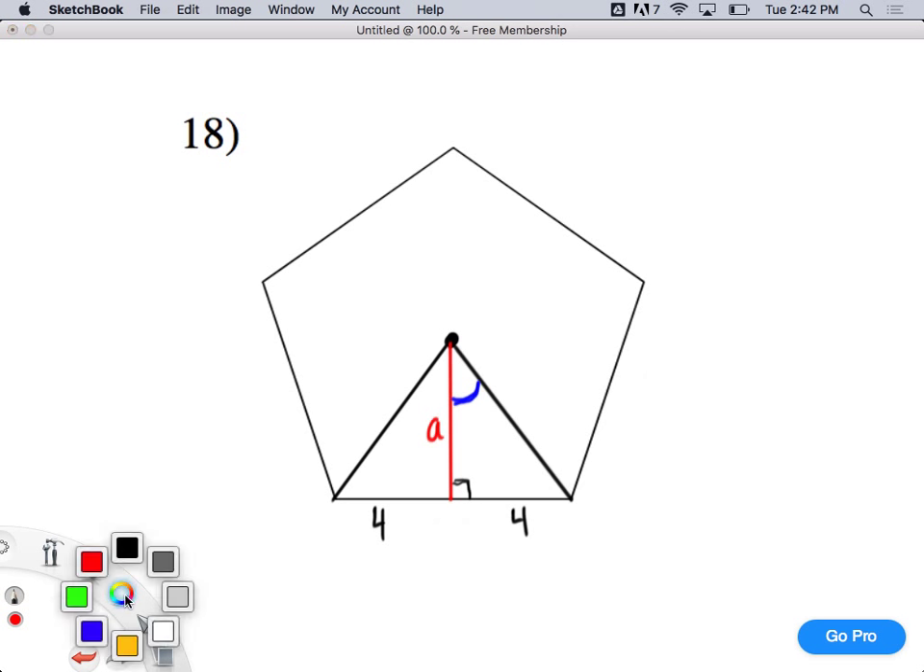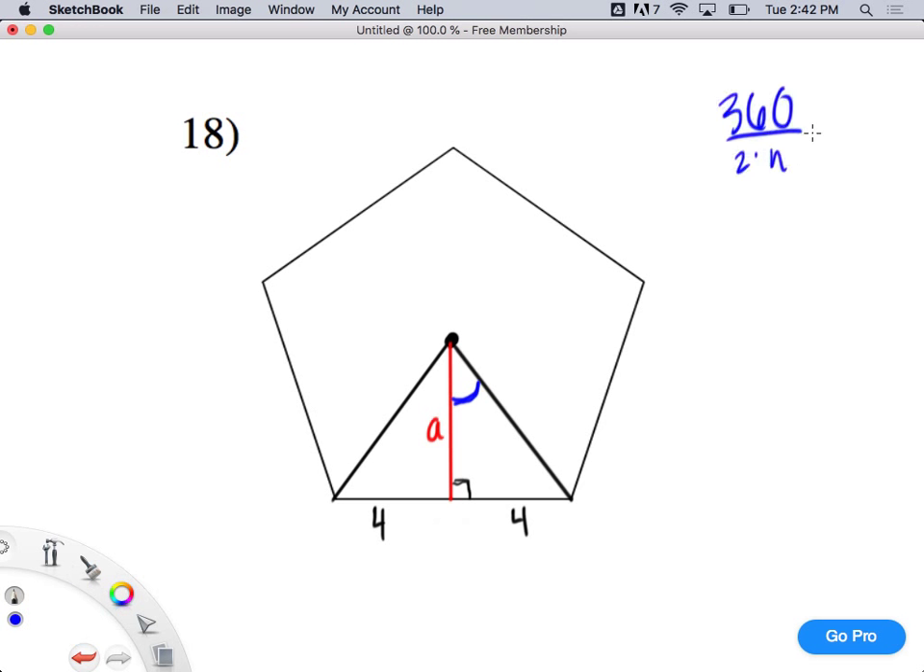You just do 360 divided by 2 times the number of sides. So in this case, it's 360 divided by 2 times 5, or 360 over 10, which equals 36 degrees.